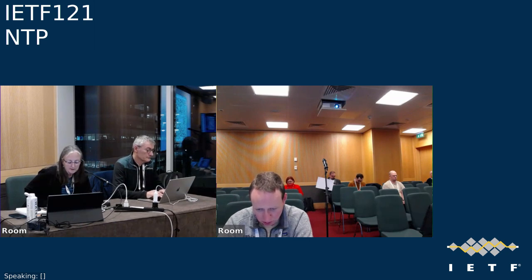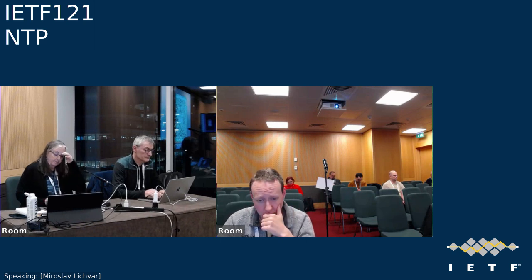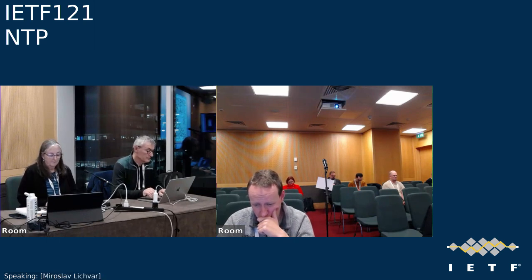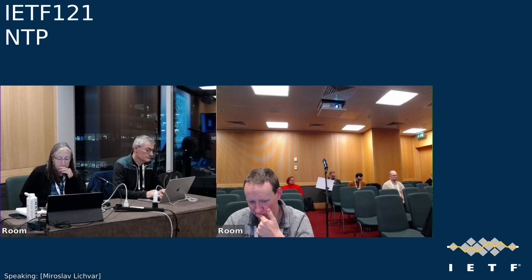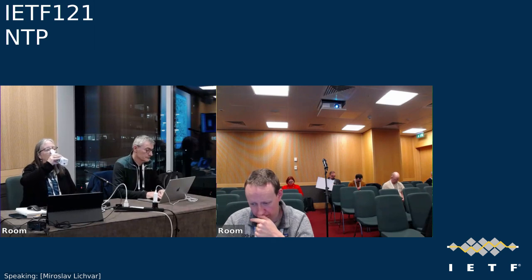Next is NTP v5, Miroslav. Oh, wait, you don't have any slides. Yeah, there are a few changes in the Git repository prepared for the next version of the draft. One is the leap indicator that now has a value for unknown, and the original unsynchronized value is now a flag that is set when the server is synchronized. So the clients will be required to check this flag before accepting the measurement.